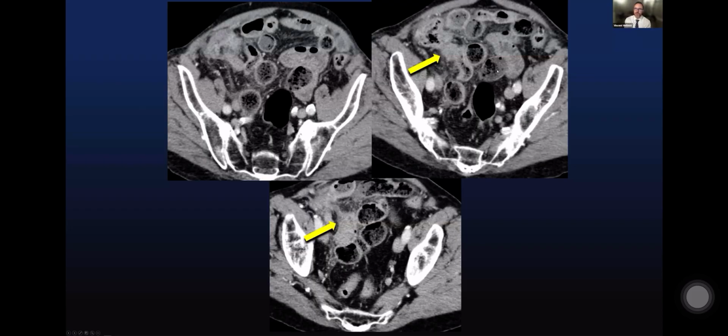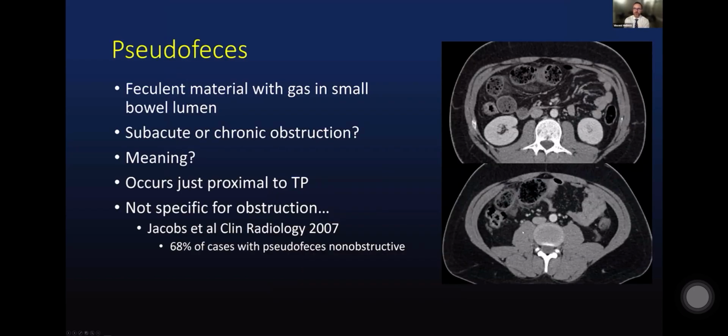I'm also showing this case because of the contents of the small bowel, which demonstrates small bowel feces. It's mostly useful for finding the transition point. People have debated in the literature the meaning of small bowel feces or pseudofeces.